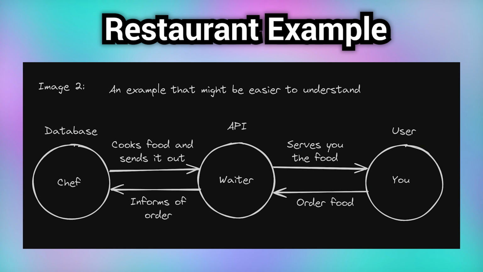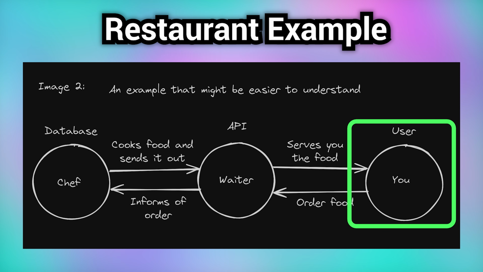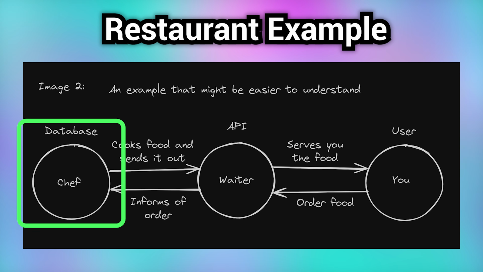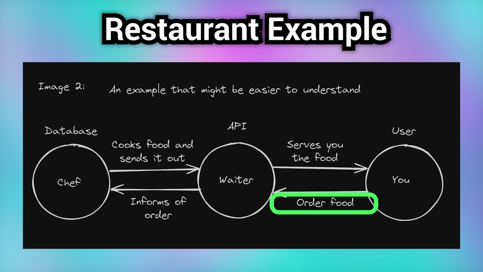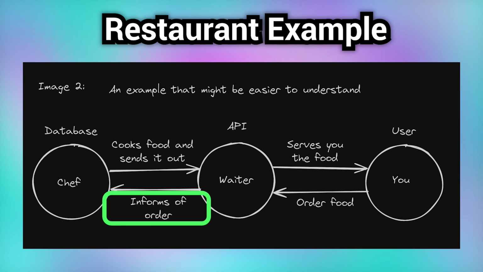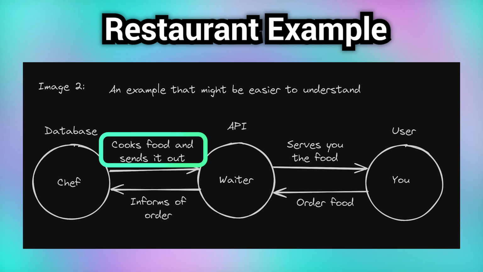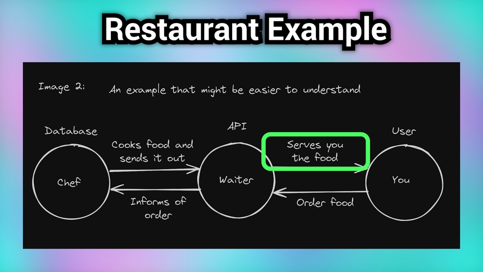An example that may be easier to understand is a restaurant example. In this case, the user is a customer, the API is a waiter, and the backend or database is the chef. The customer makes a request for the food they want, the waiter lets the chef know, and then the chef makes the food. Once the food is ready, aka the resource, the chef gives this food to the waiter, and the waiter gives this food back to the customer. APIs work exactly like this. And just like how we don't want our user to access the database, in this case, we don't want our customer to access the kitchen.